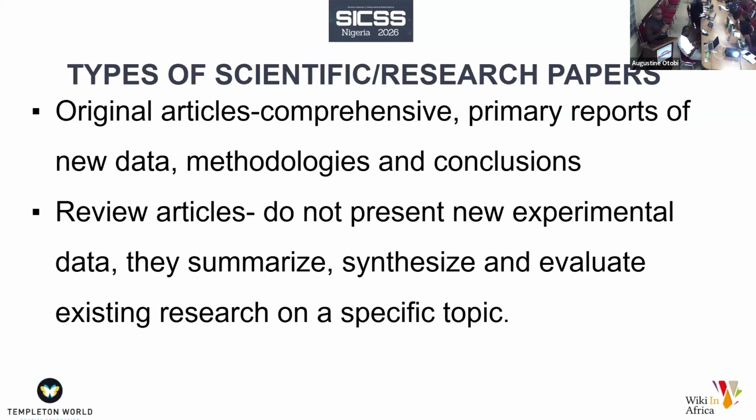Now, what are the types of research papers? Remember, we're talking about research papers initially. You have original articles. What are original articles? These are comprehensive primary reports of new data, methodologies, and conclusions. You have review articles. Review articles do not present any new experimental data. They actually summarize, synthesize, and evaluate existing research on a specific topic. Next slide.